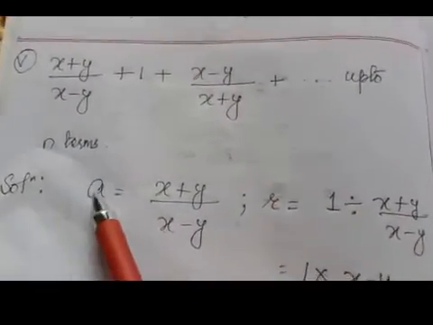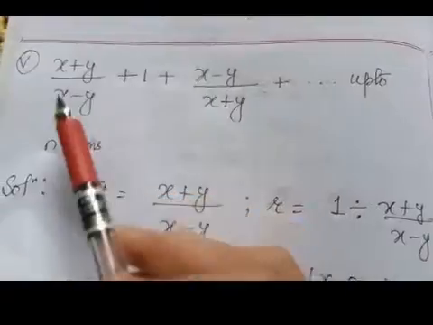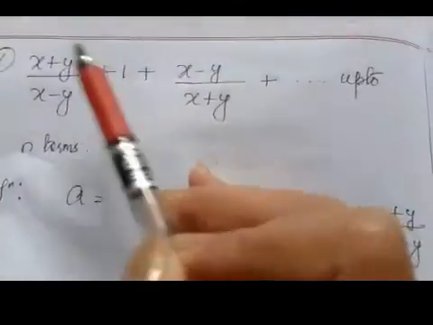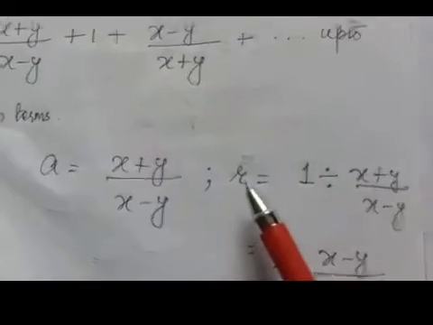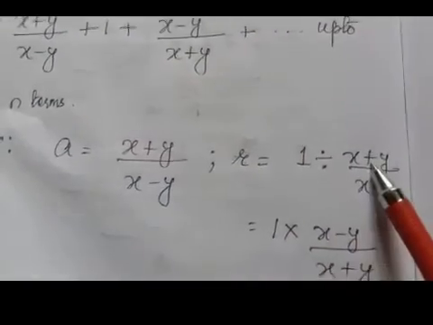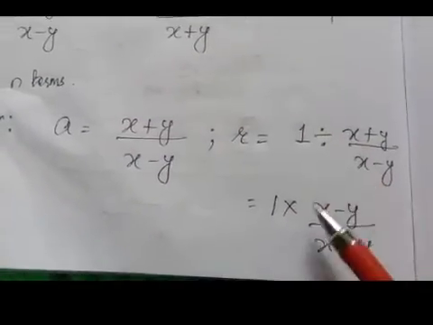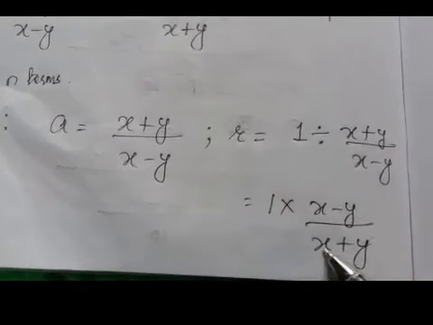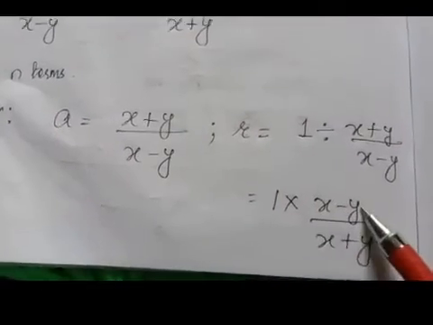So solution: the first term A is (x + y) divided by (x − y). Common ratio R is the second term divided by the first term. Convert this into multiplication, write the reciprocal. So 1 into (x − y) by (x + y) is (x − y) divided by (x + y).